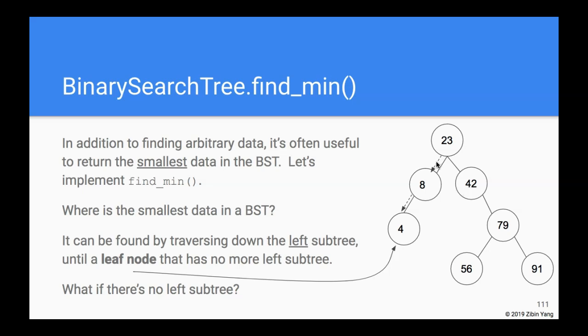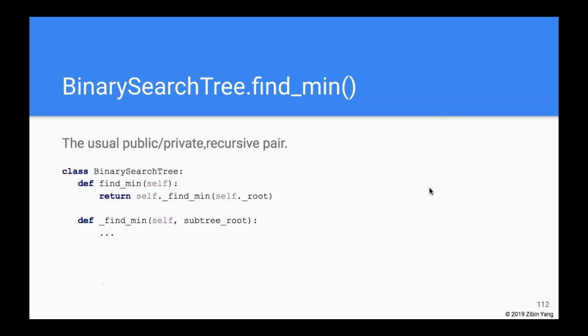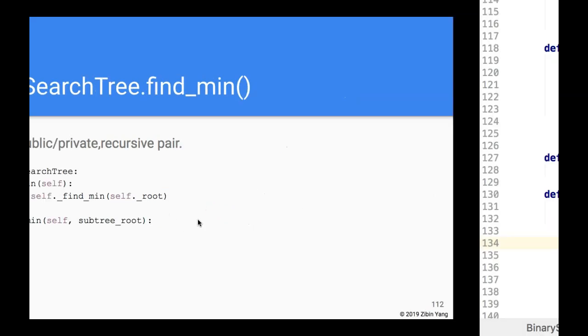Now that kind of begs the question, what if there is no left subtree? Then where is the minimum data? You should know that, and we'll get back to that in a little bit. So let's write the find min method, and as usual, we have the public version, and then we have the private recursive version.